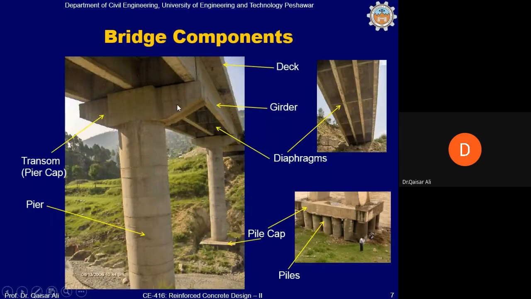The pier cap or transom will take the load from the girders and transmit it to the pier. And from the pier, the load will go to the pile cap as shown in the right bottom picture. Pile cap is basically a very thick slab, and then from the pile cap it goes to the piles, and piles then transfer this load to the ground through friction or bearing or both.